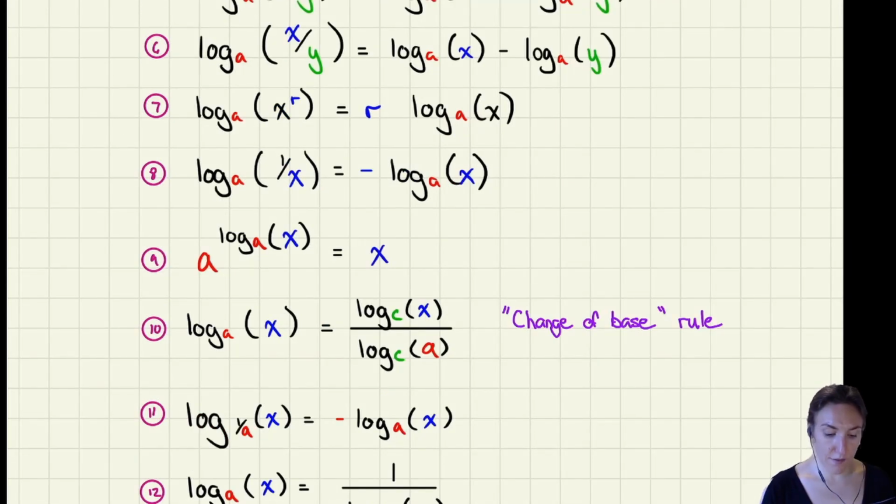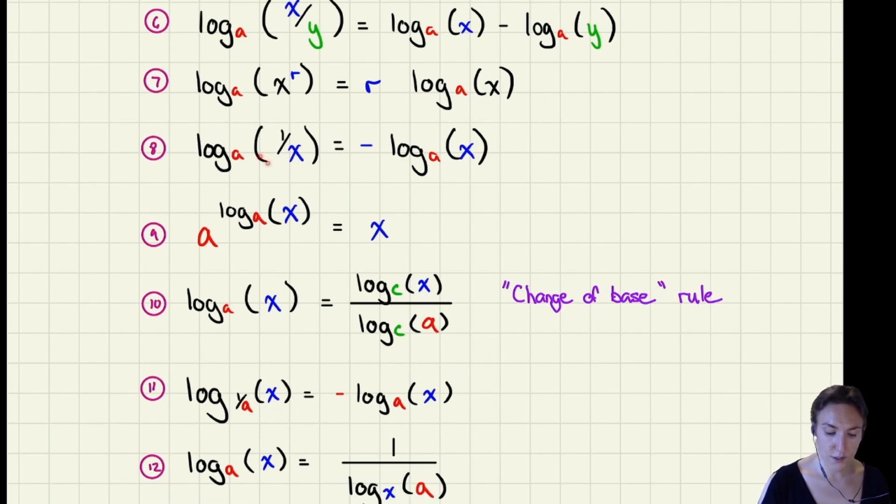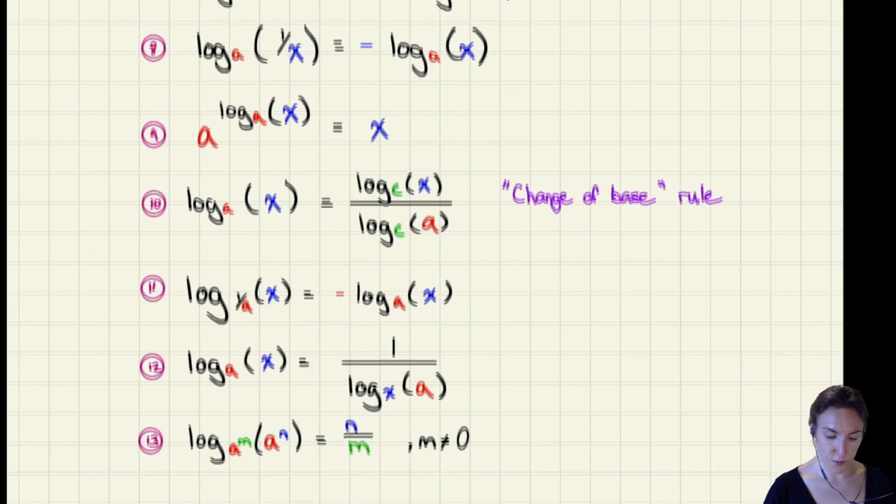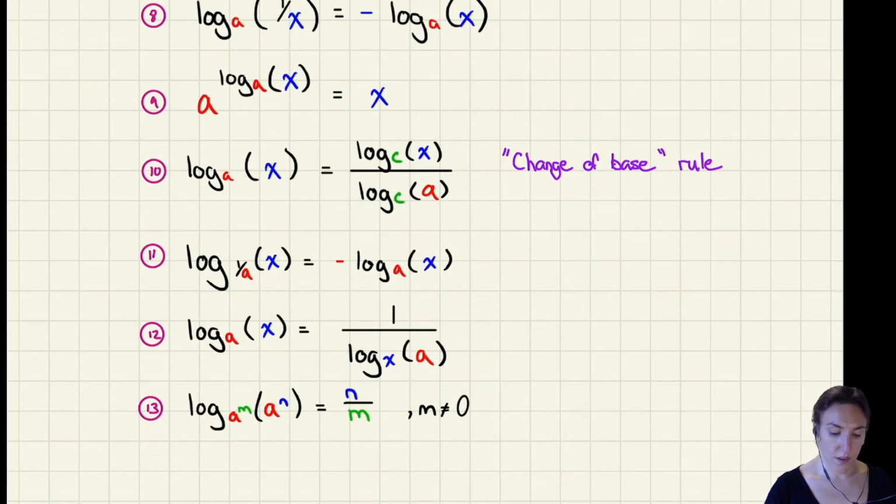If you have log base a of x to the r, where r is a real number, you're allowed to bring this r out in front of the log. Okay, so you're allowed to write it like this. If you have 1 over x for the thing you want to find the log of, you can just write it as x here, and then you put the negative out front. If you have a to the power of log base a of x, the a and a here match, you can just write this as an x.